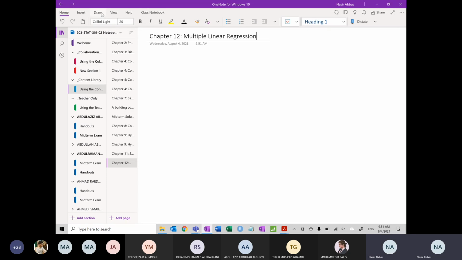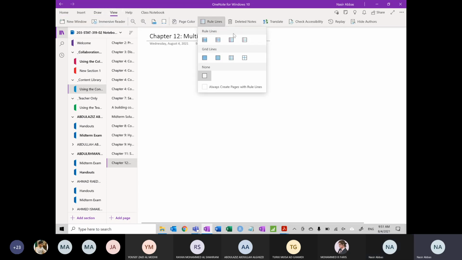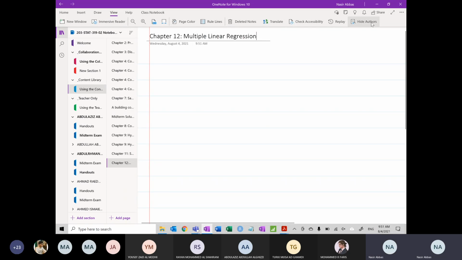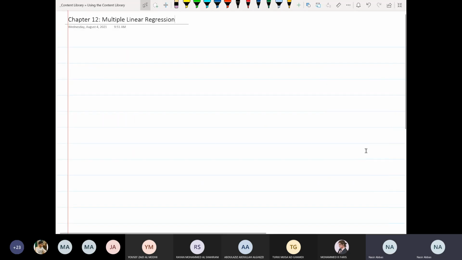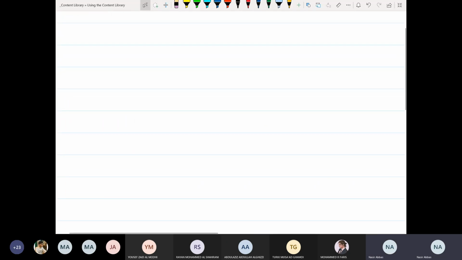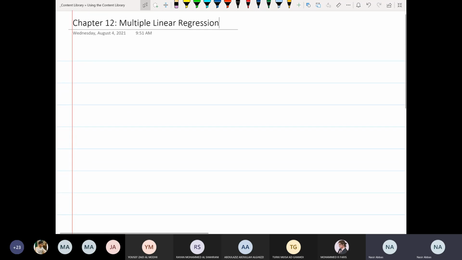Okay, today we will start this chapter which is called multiple linear regression. This is an extension of chapter 11. Nothing new, just the extension of chapter 11. In chapter 11, what we said was, we said y can be written as a linear function of a variable x.